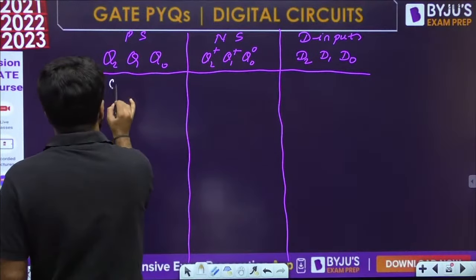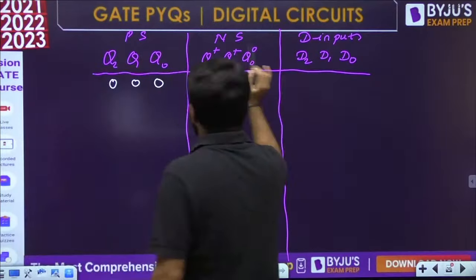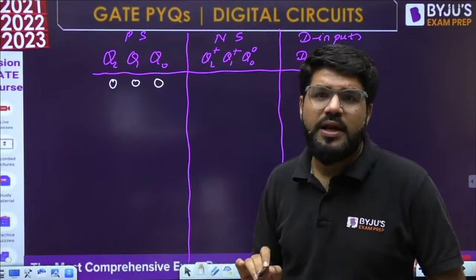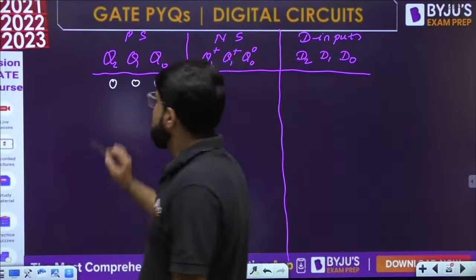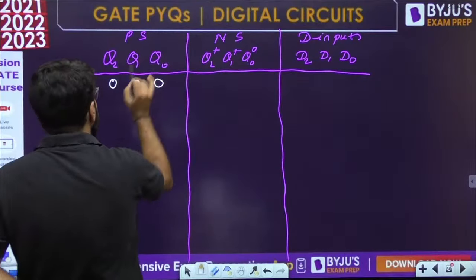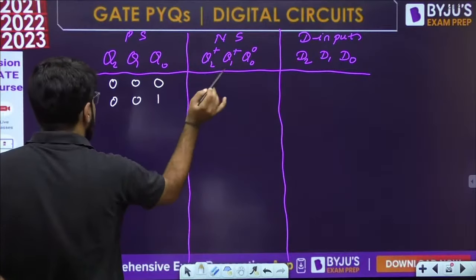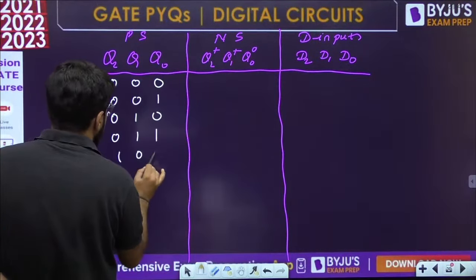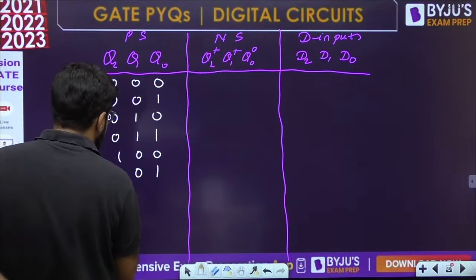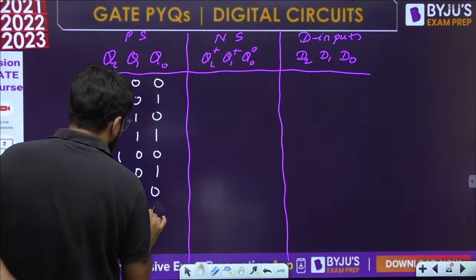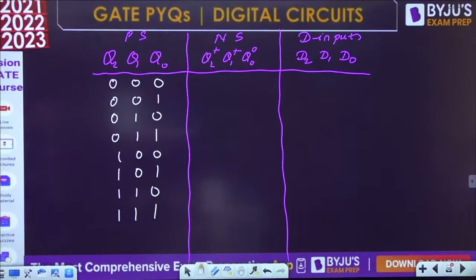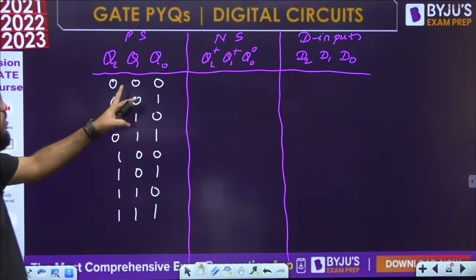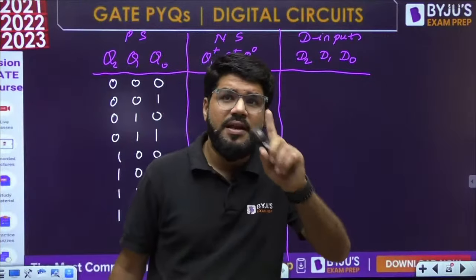Now first of all, we want to write down the D inputs as a function of the present state, so write down all possible combinations of the present state. These are going to be the input variables while deriving the excitation signals. We write down all regular combinations first, starting from 000 up to 111. Now what is the next state? Remember, you have to design a Gray code counter.